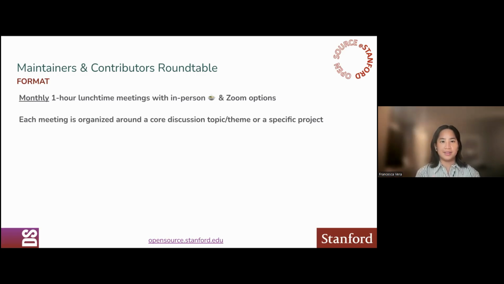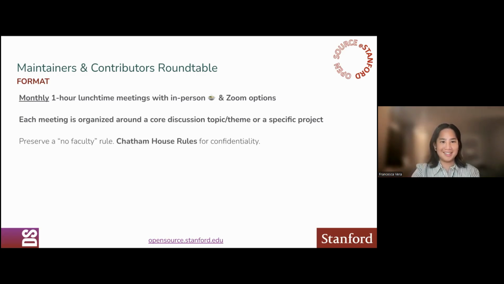You may come with a project that you are going to be presenting at a conference soon and want to workshop your presentation at the meeting. So the hour goes by quick, so having each meeting organized around a single discussion topic or a single project or a single theme is key to providing value within that limited time frame.